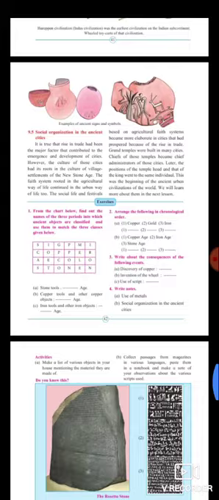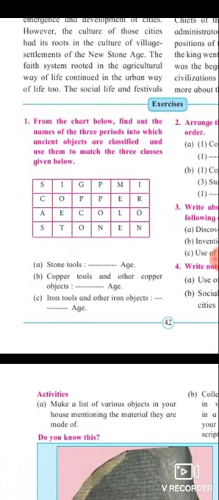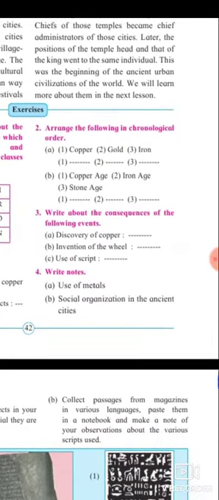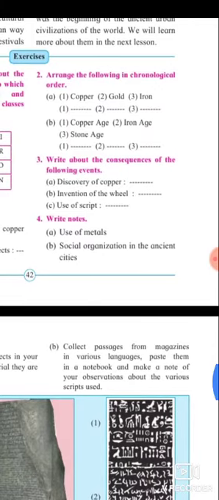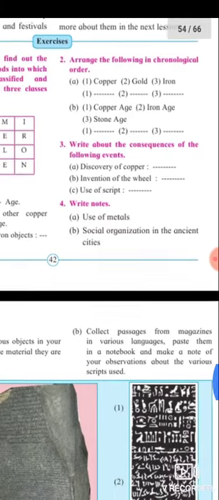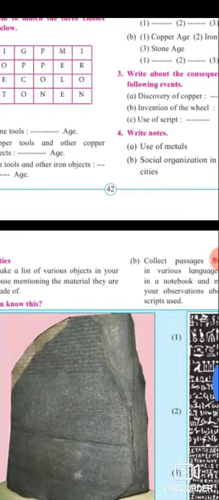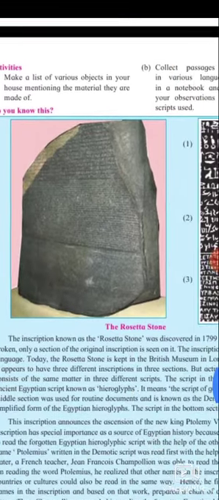This is the 9th lesson's exercise. From the chart below, find out the names of the 3 periods: stone, copper, iron. Second, arrange the following in chronological order. Then write about the consequences of the following events: discovery of copper, invention of the wheel, use of script. We have to write notes for the activities.